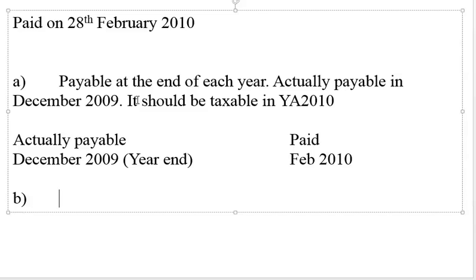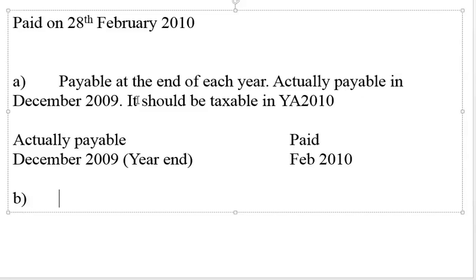Okay. The second part is, what is the second part? Payable, contractual. Payable, non-contractual, paid. Clear, Amanda?